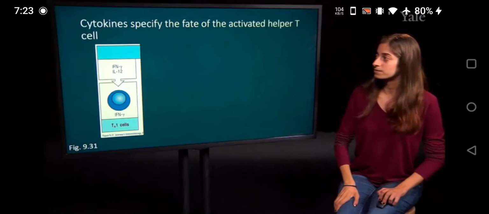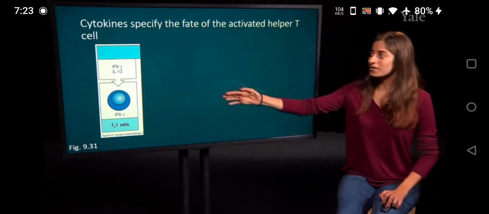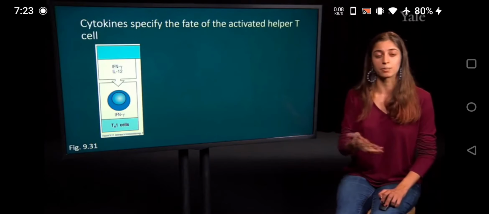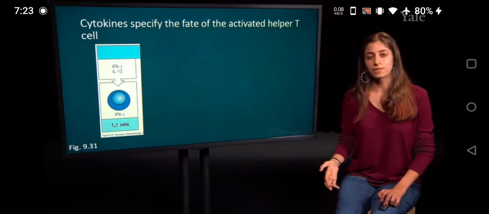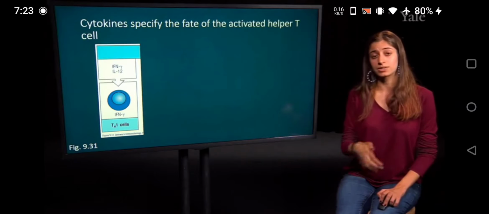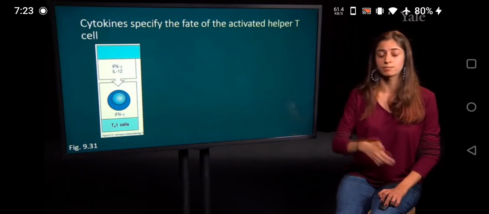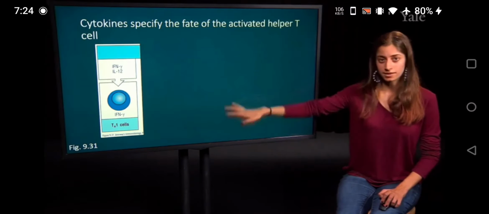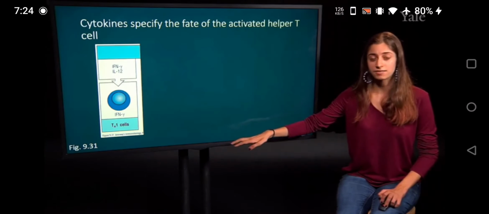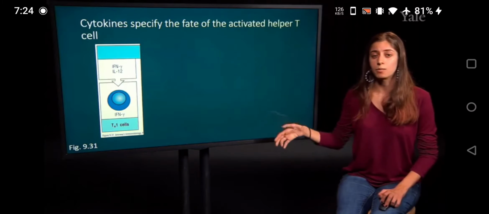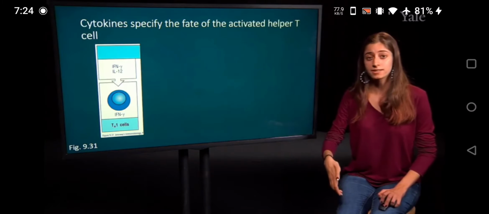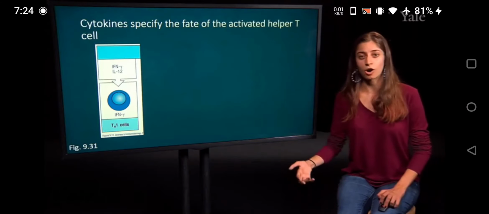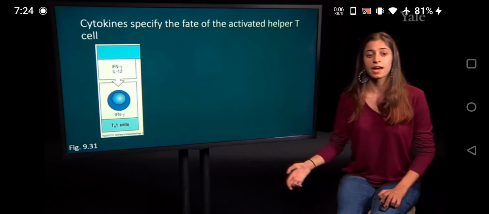So, as I've mentioned, the cytokines will specify the fate of the activated helper T cell. Remember that whether a T cell is CD4 or CD8 has already been determined much earlier in development in the thymus. Once they're out in the periphery and become activated, cytokines will then tell them what kind of subset of helper T cell the CD4 T cells need to become. CD8 T cells are already cytotoxic T cells and don't need the same type of specification.